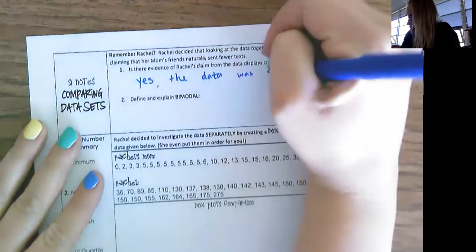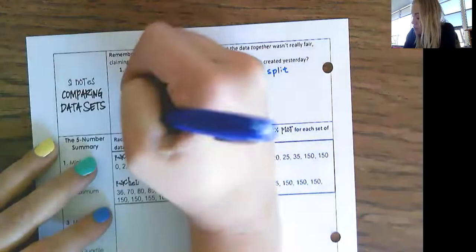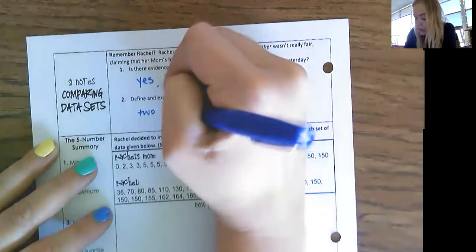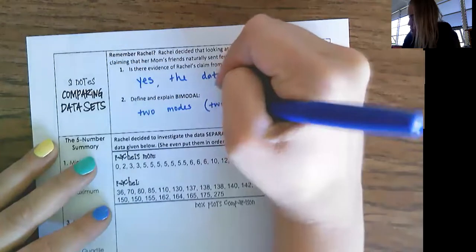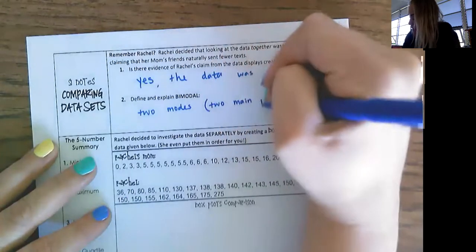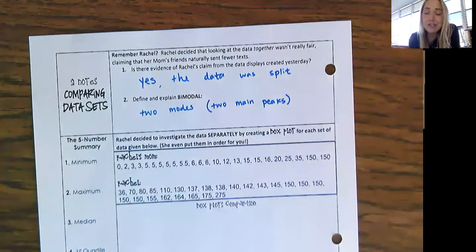We could clearly see that there was a big chunk of data that was low and a big chunk of data that was up higher. So if we were to find what bimodal is, it means 2 modes, and in parentheses, I'm going to say 2 main peaks. Okay, so bimodal, 2 modes, 2 main peaks.